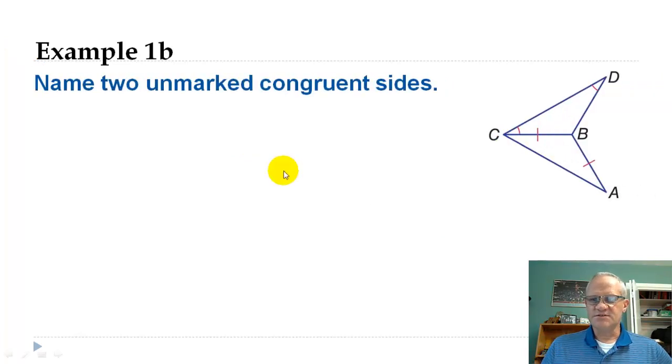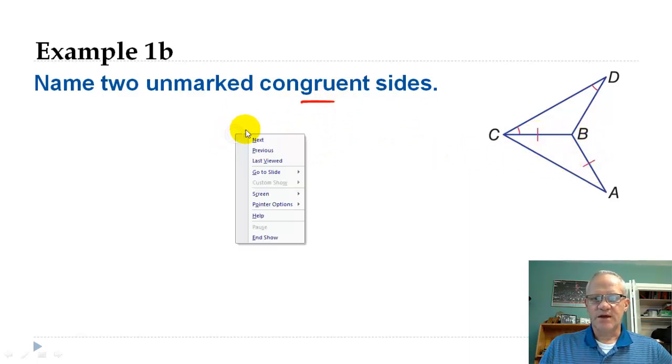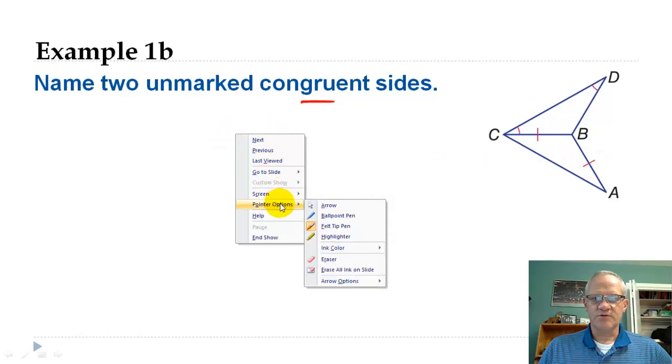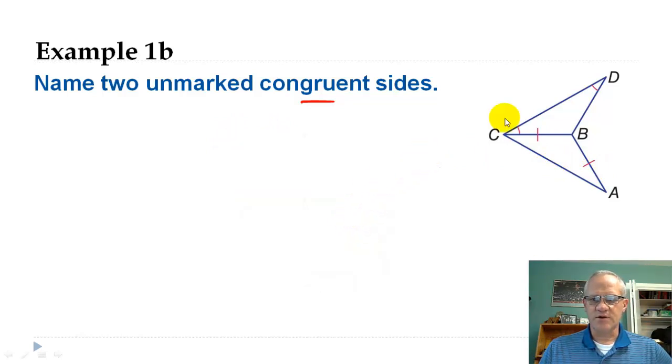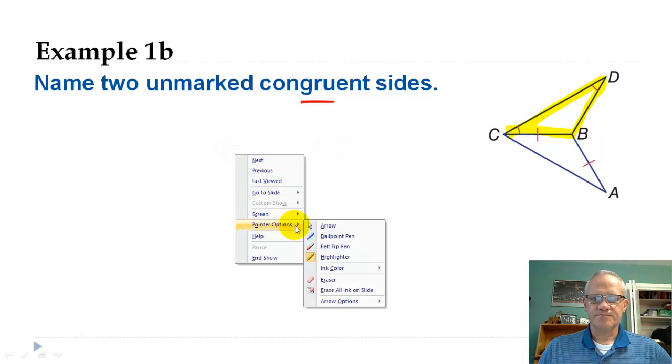All right, this is the same drawing now, but we're looking for 2 unmarked congruent sides. Okay, so in the last triangle, we had the sides marked, but not the angles. And so now what we want to do is find congruent sides. So I'm going to go back to my highlighter. Let's highlight this time this triangle. Okay, so now we've got that highlighted.